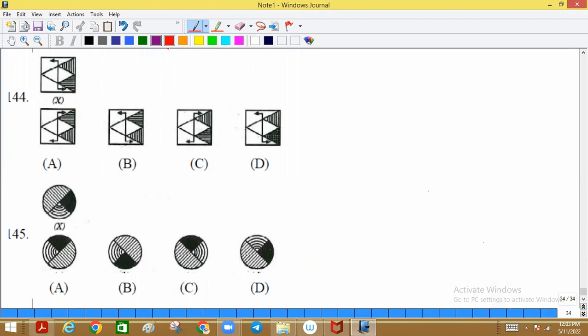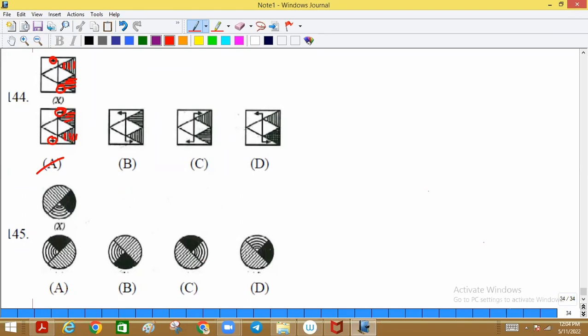In the concept of top, this is the bottom. This is top, this is bottom. Same. These lines are like this, no? So obviously this is bottom, this is top. This is top, this comes to the bottom. Option A. 145.